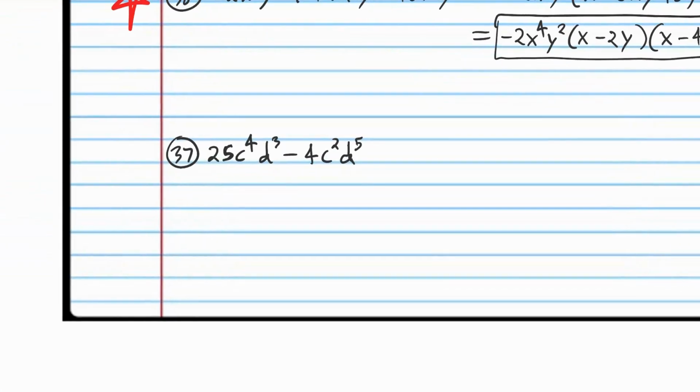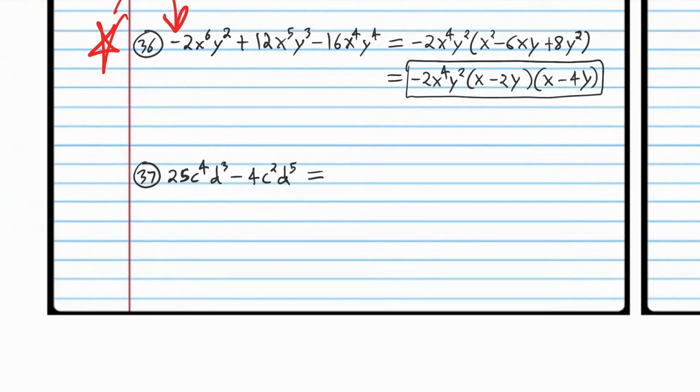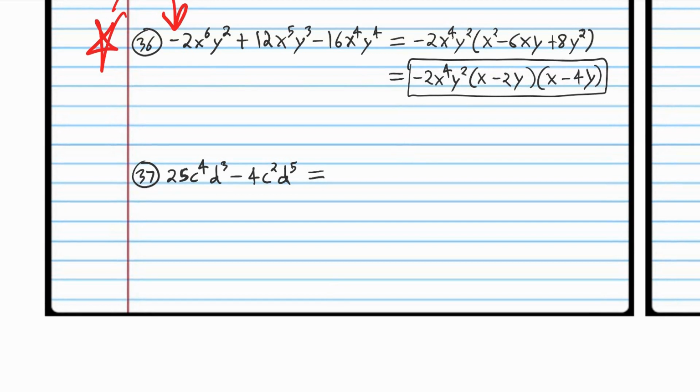All right, so number 37. Try number 37. When you come back, we'll do it together. All right, we're back. So in this case, all we're going to be able to do is factor out variables. We cannot factor out any numbers. And then we're left with 25c squared minus 4d squared.